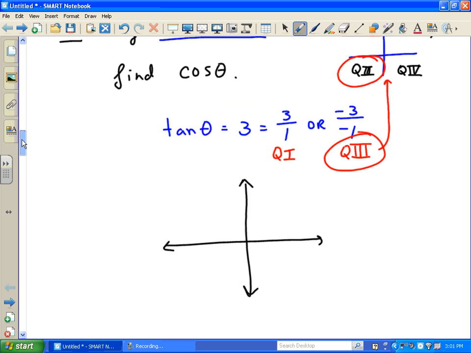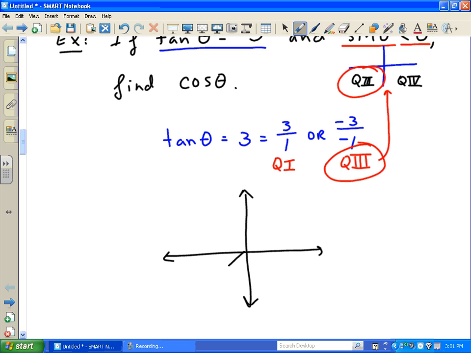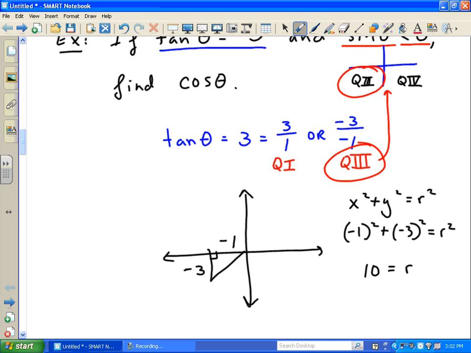I need a right triangle where my y value is negative 3 and my x value is negative 1. From this information, I can find my r value. So use the Pythagorean theorem. In this case I'll have negative 1 squared plus negative 3 squared is r squared. This would result in 10 on the left side. And then taking the square root, you'll get r is equal to the positive square root of 10.